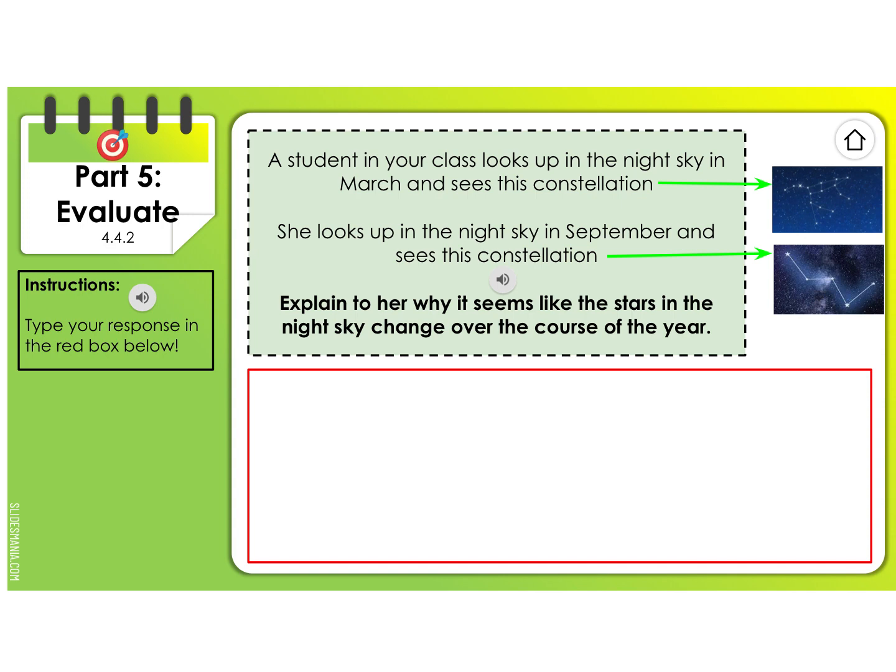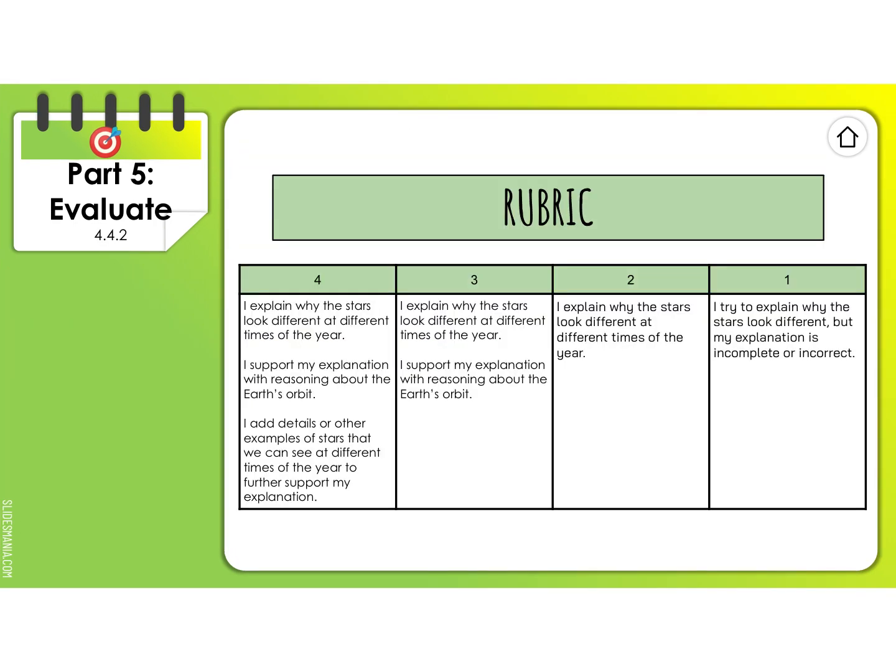So as always, you look on the next page, there is a rubric. And for a 4, you can explain why the stars look different, and you can support your explanation with reasoning about the Earth's orbit. And you can add details or other examples of stars that we can see at different times of the year to further support my explanation.